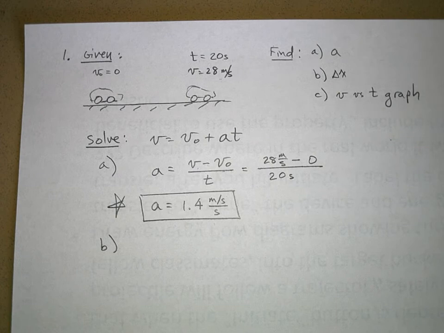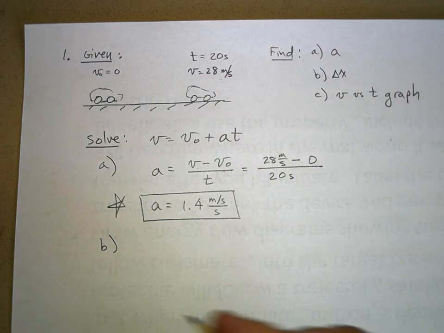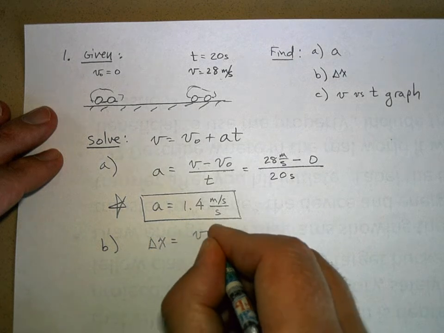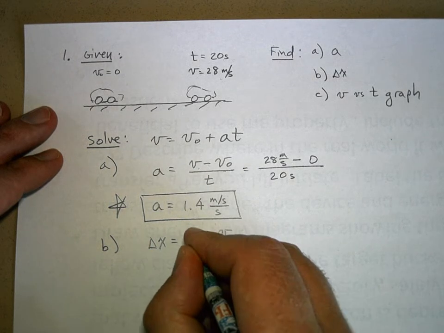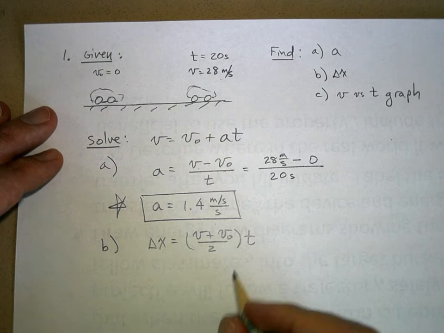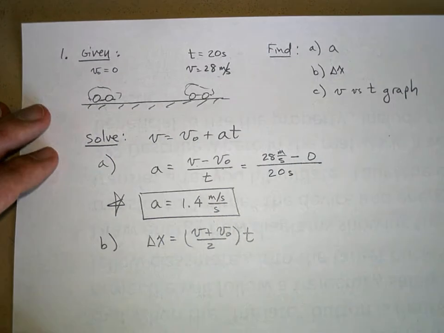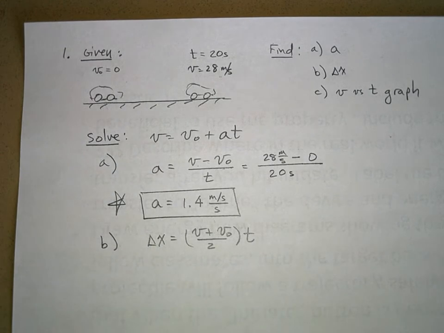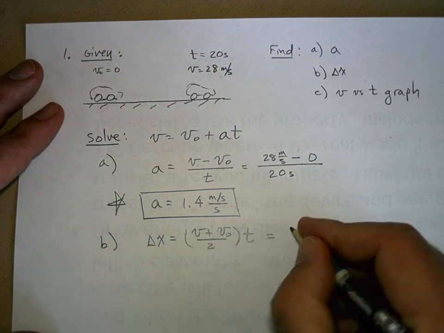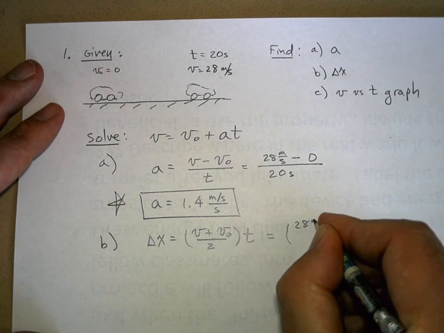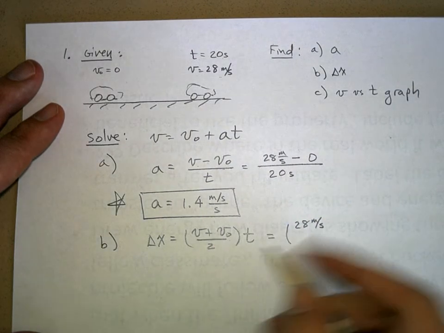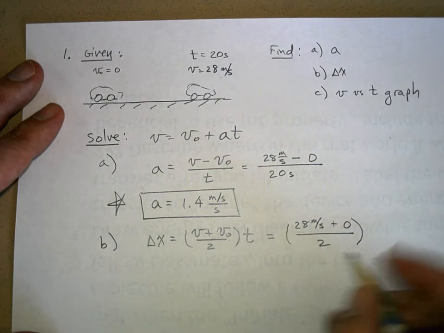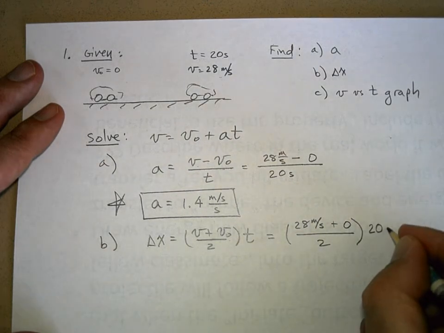So I look and find the kinematic equation that doesn't have acceleration in it, and it's this one. Delta x equals (v plus v naught) divided by 2 times time, right? This is the area of the trapezoid equation. And the nice thing about it, it's already solved for what I'm trying to find. So now I just need to plug in my values. 28 meters per second is my final velocity, plus my starting velocity was 0, divided by 2 times 20 seconds.